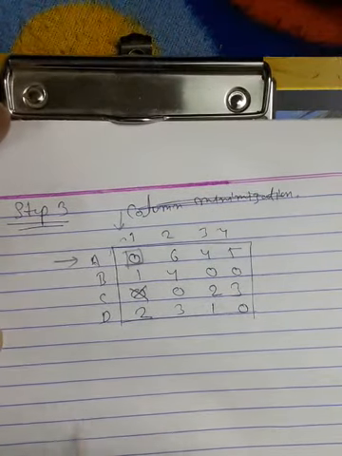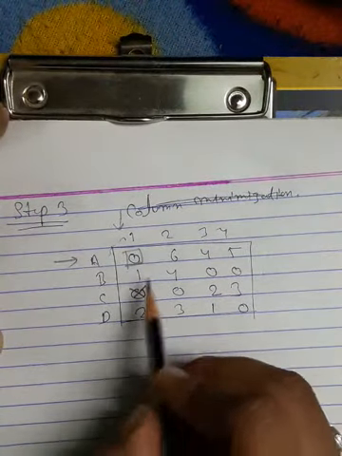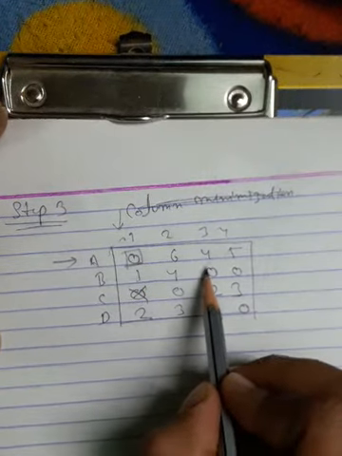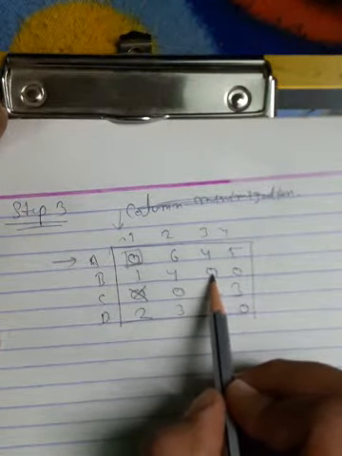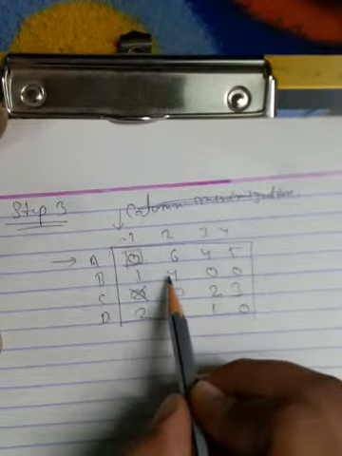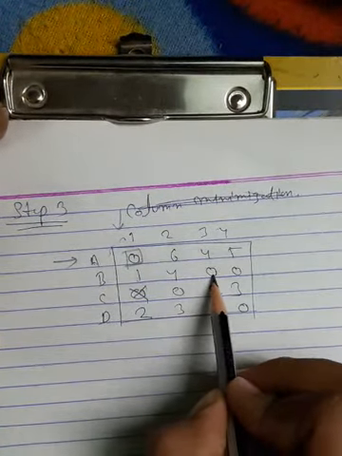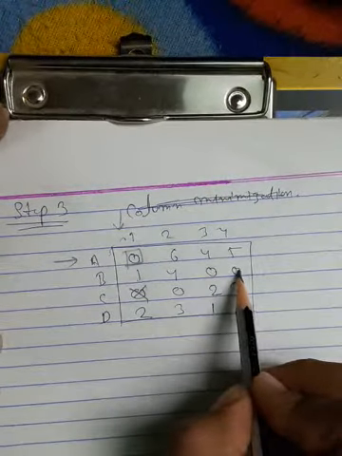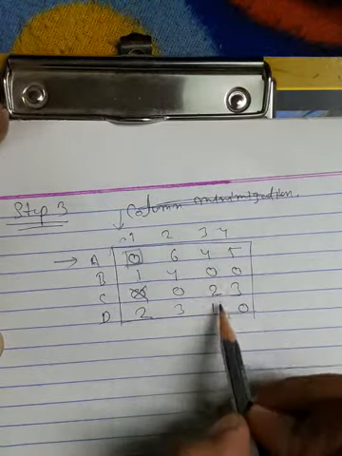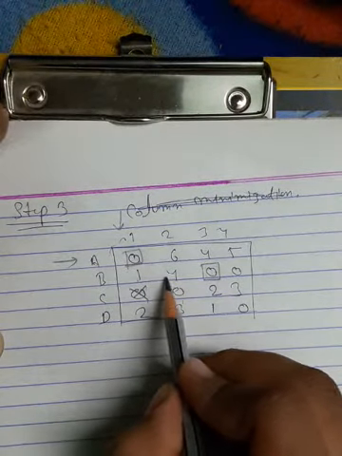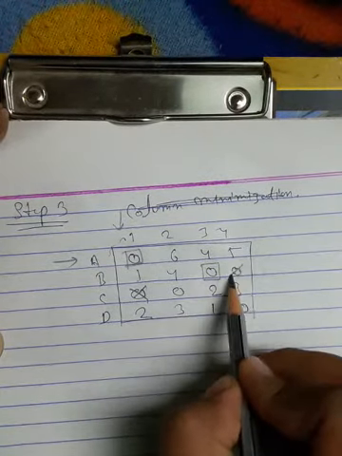Now moving to the next row. In the next row, the first 0 is this one. Now you have to check whether it is unique in its row or in its column. You see that this 0 is not unique in its row, but it is unique in its column, so you have to cover it and cancel the other 0s in its row.